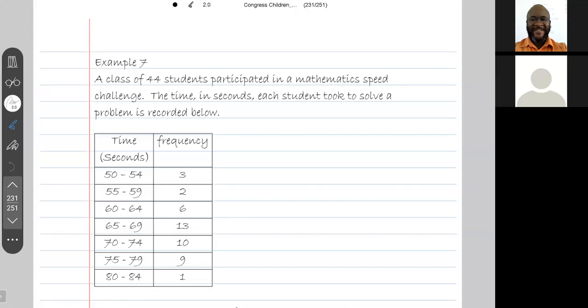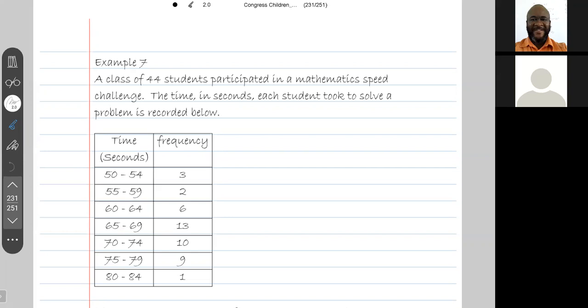All right, so let's have a look at example 7. This says a class of 44 students participated in a mathematics speed challenge. The time in seconds each student took to solve a problem is recorded below.